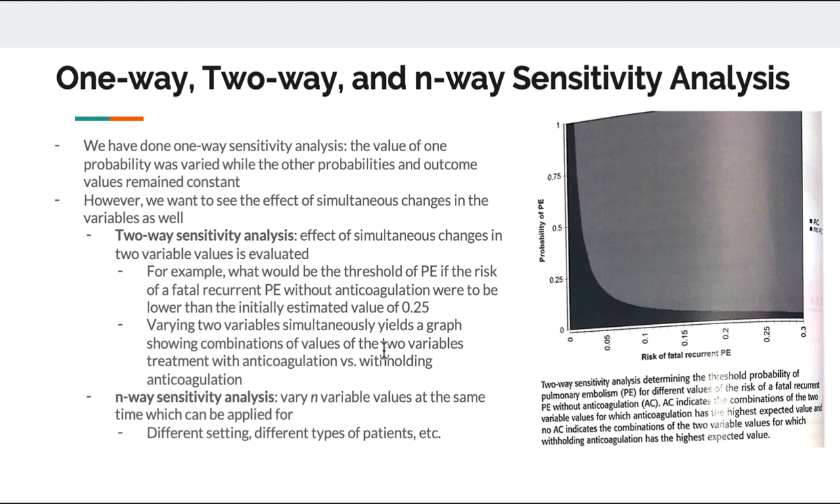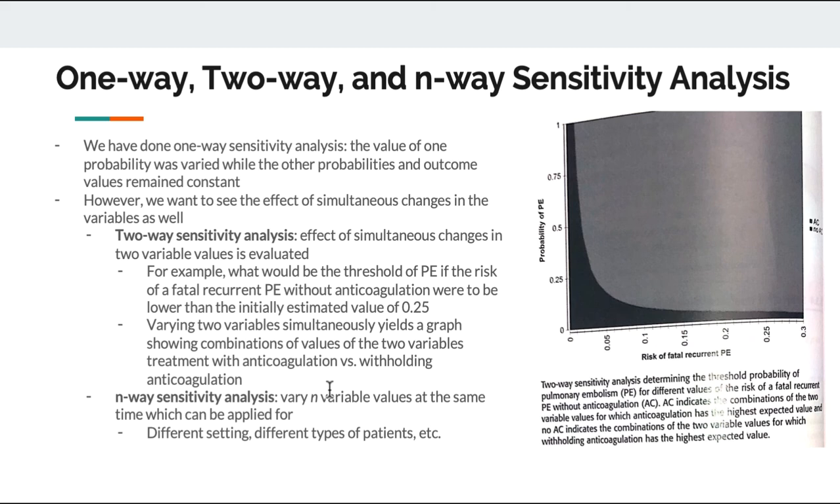In many scenarios, we change multiple variables at the same time. For example, we change the setting, or we have a different patient whose characteristics are very different. In this scenario, we have multiple, or n, variables changing at the same time. By quantifying and looking at the change of the outcome based on the change of multiple variables, we call that the n-way sensitivity analysis.